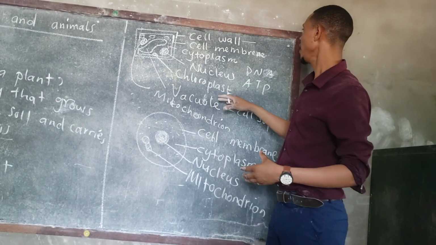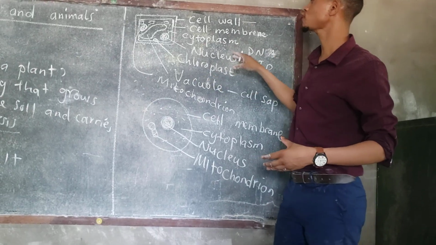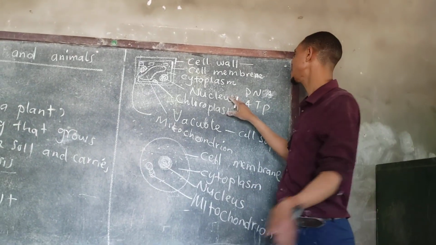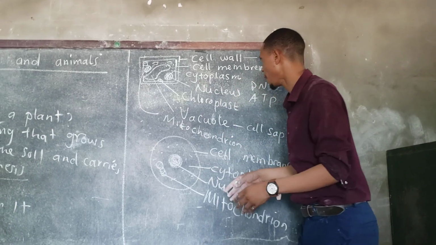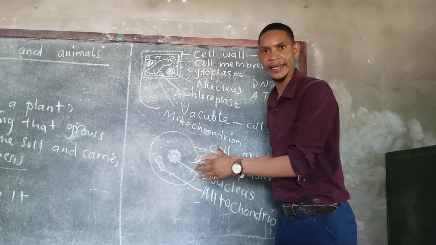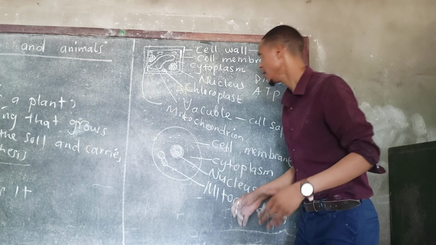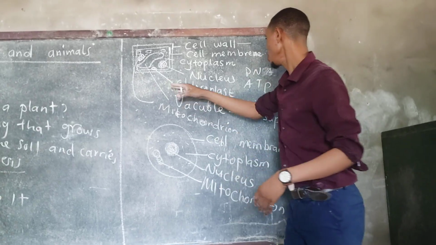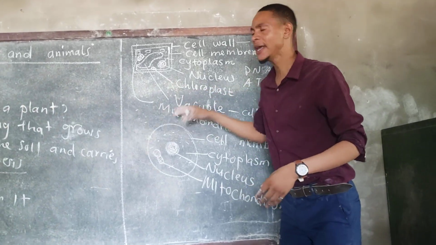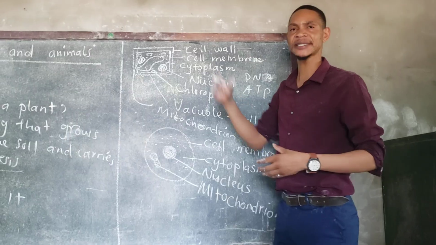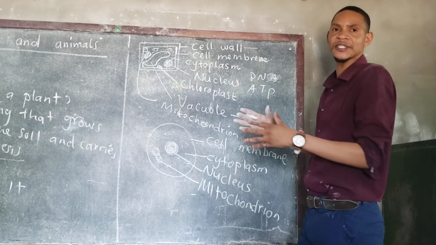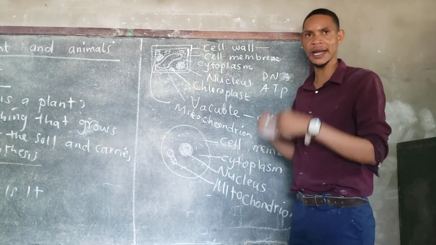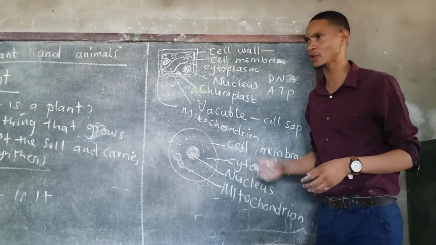And then we have the nucleus. The nucleus controls all cell activities. It also contains the information about the cell. It contains DNA, deoxyribonucleic acid, the chromosomes. Then we have the chloroplast. The chloroplasts are oval-shaped structures that absorb sunlight during the process of photosynthesis.